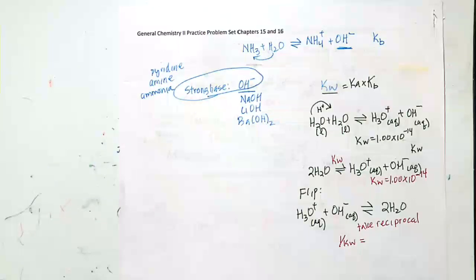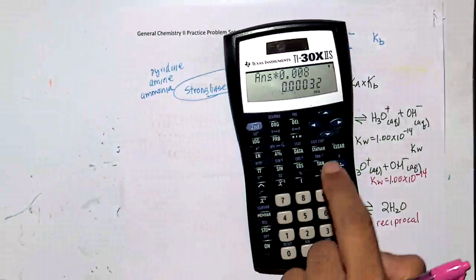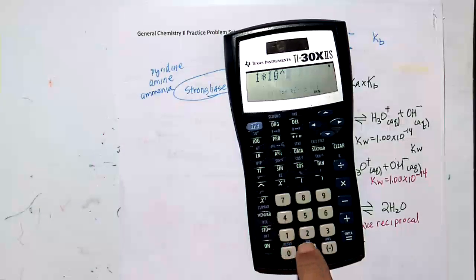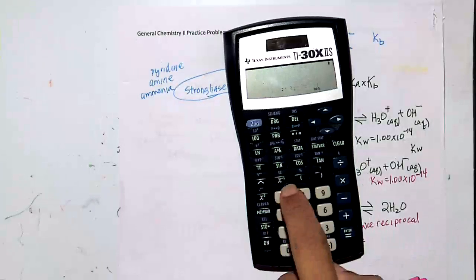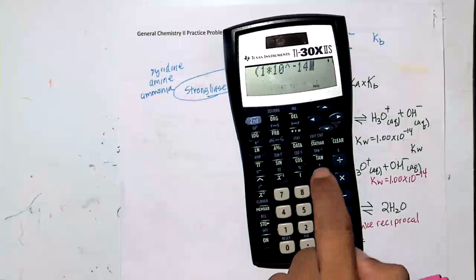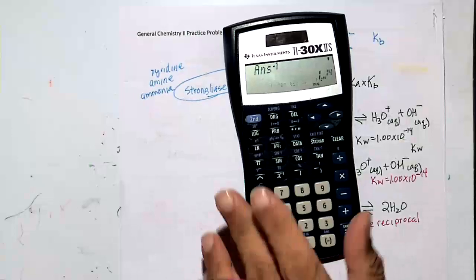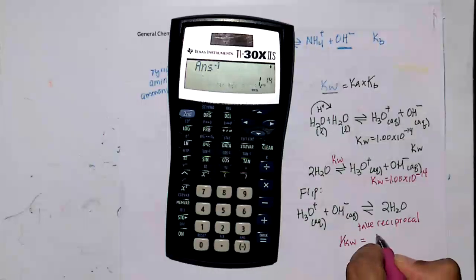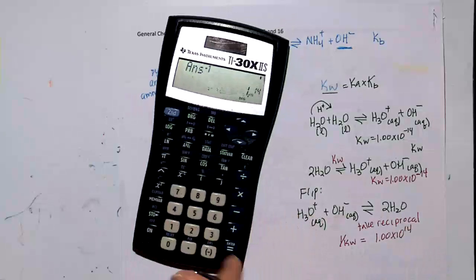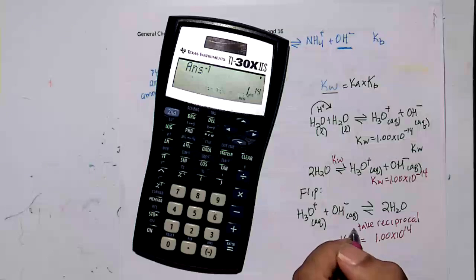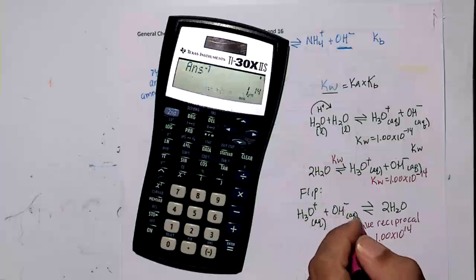So what's 1 over Kw? It's 1 times 10 to the 14, in parentheses. So this reaction is 1 times 10 to the 14, which is fast. 1 times 10 to the 14 is super fast, which means it favors the right-hand side. That's what I mean by fast.